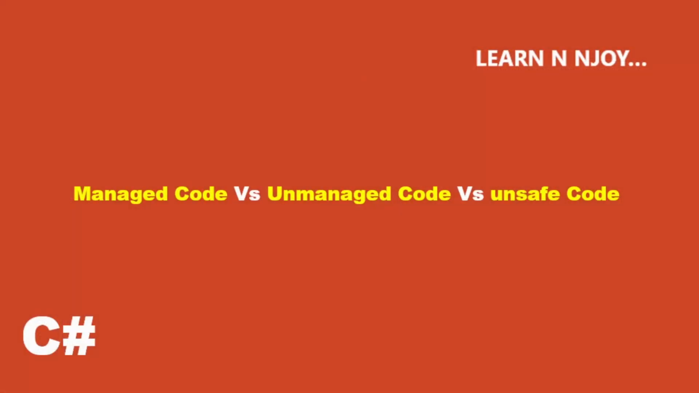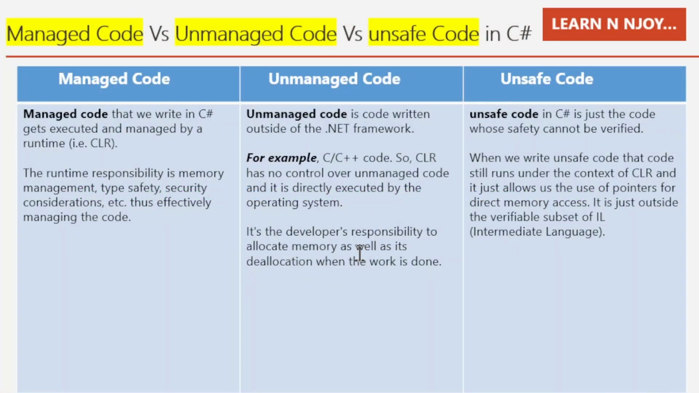Managed code versus unmanaged code versus unsafe code. Here we are going to see the difference among managed code, unmanaged code and unsafe code in C sharp. So managed code that we write in C sharp gets executed and managed by a runtime, that is the CLR, the common language runtime. The runtime's responsibility is memory management, type safety, security consideration, etc. Thus effectively managing the code.